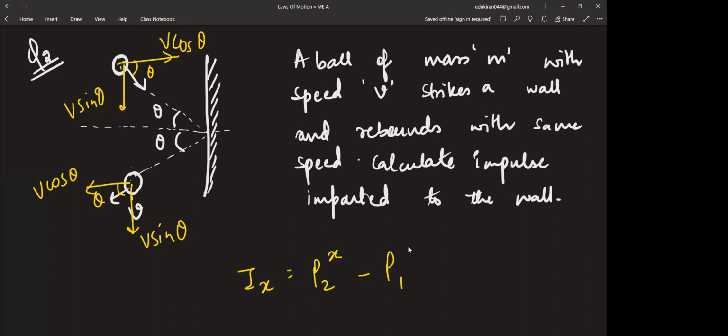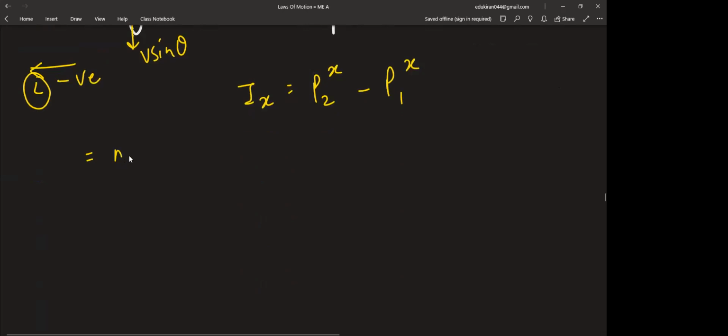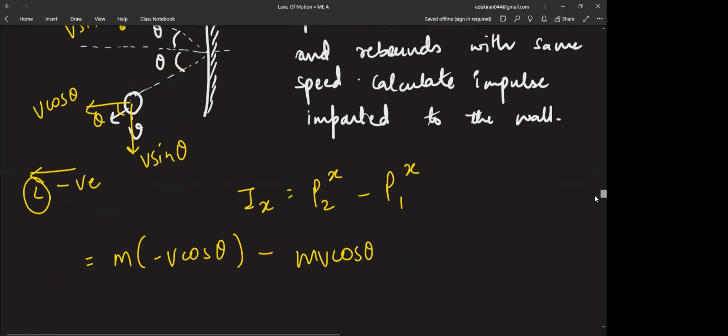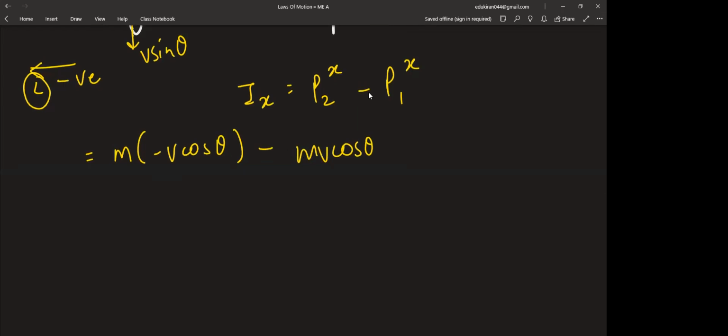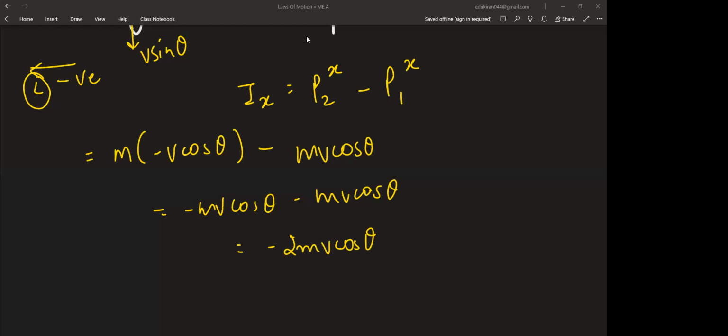So final momentum minus initial momentum along the x-axis, we'll have to solve separately. Let's say left I am again taking as negative, so right will be positive. So what shall I get now? It will be m times minus v cos theta, minus p1. P1 is again mv cos theta. The first minus v cos theta is due to the left direction, and the other is due to the right-hand side, plus mv cos theta. So p2 is minus mv cos theta, and p1 is mv cos theta. So this becomes minus mv cos theta minus mv cos theta, which is minus 2mv cos theta.